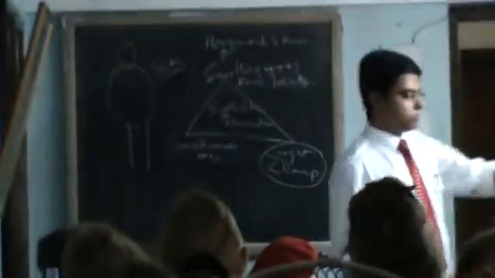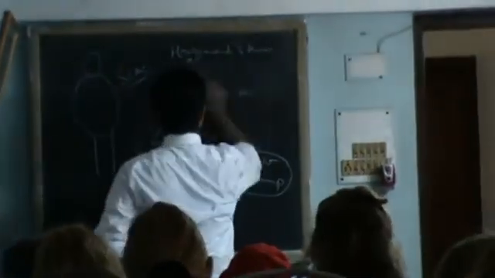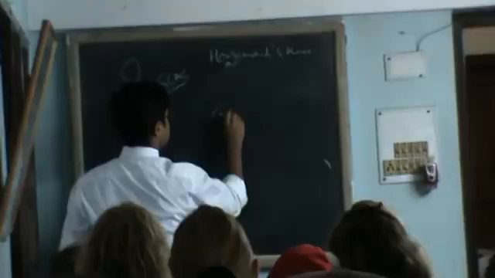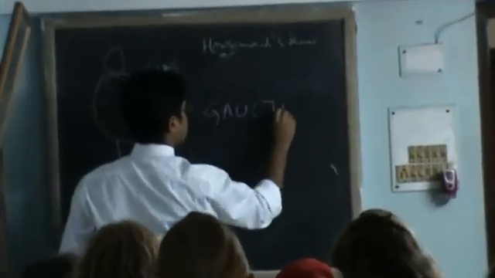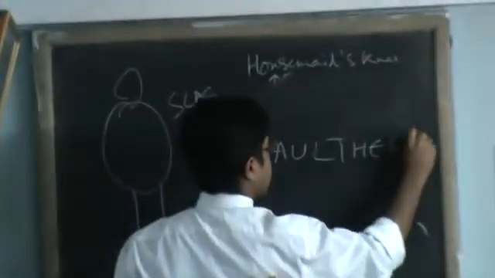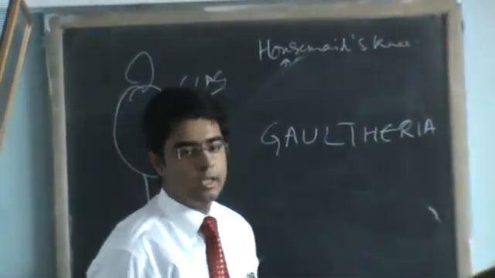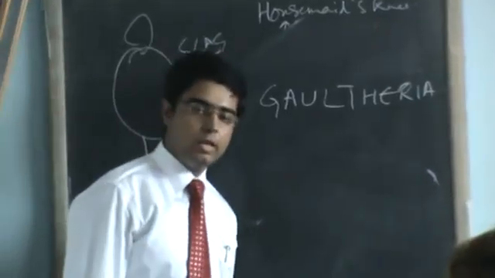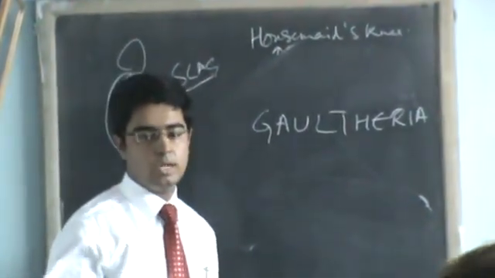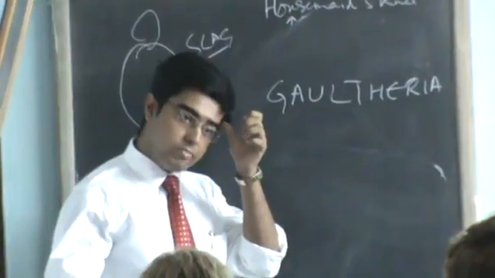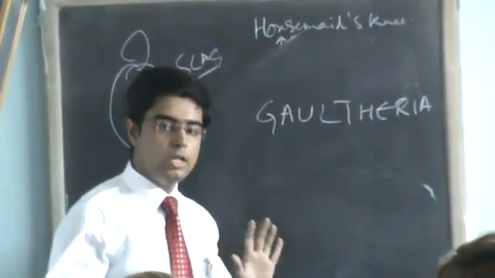And if your rhamnus fails in inflammatory rheumatism, please remember another medicine is Gaultheria, G-A-U-L-T-H-E-R-I-A. Gaultheria also has these characters of inflammatory rheumatism. If your rhamnus fails in inflammatory rheumatism, you can think of Gaultheria.